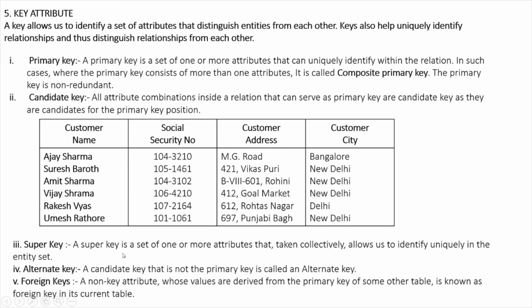Super key. A super key is a set of one or more attributes that, taken collectively, allow us to identify uniquely an entity in the entity set. Alternate key. A candidate key that is not the primary key is called an alternate key. Foreign key. A non-key attribute whose values are derived from the primary key of some other table is known as a foreign key in its table.